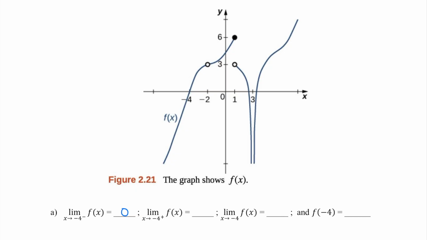Now, when x approaches negative 4 from the right, the graph is also approaching 0. So the right side limit is also 0. Since the left-hand limit is 0 and the right-hand limit is 0, the two-sided limit is also 0. For the function value at x equals -4, there's no open circle or closed dot shown at that point. The graph appears to pass through it, so f of -4 is also 0.